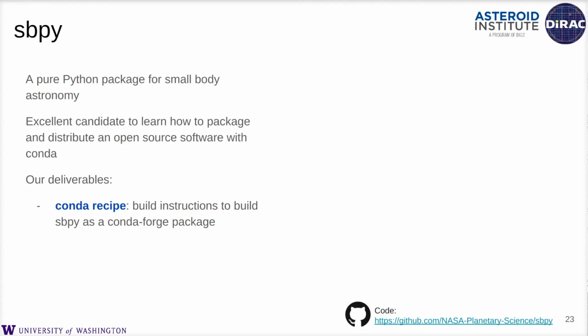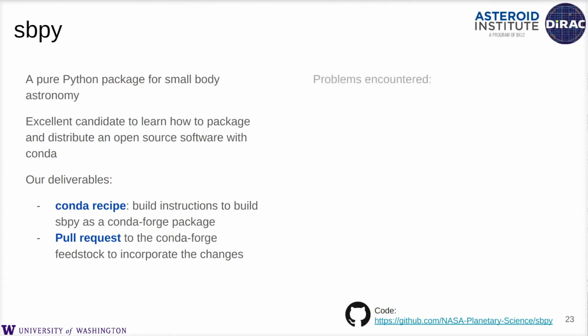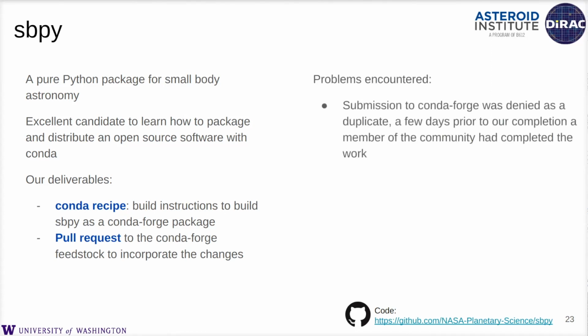Once you have this CondaForge recipe, what you typically then do is you submit a pull request to the CondaForge organization, and then they'll review that pull request, and if they like it, they'll incorporate those changes, and at that point in time, it becomes a one-liner to install your code. So we got to the pull request submission, and unfortunately, it was denied because it was marked as a duplicate. It just turned out that a few days prior to us completing this particular project, a member of the community had already submitted a completed version of the pull request, and that had been incorporated.